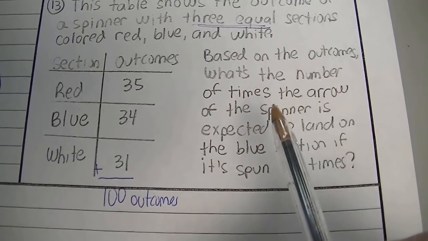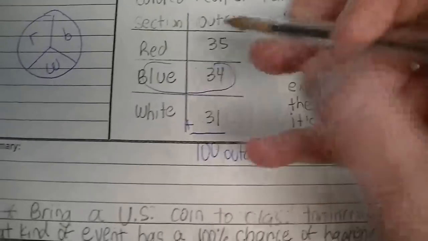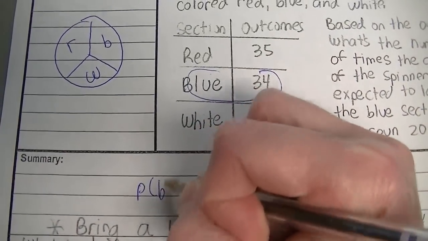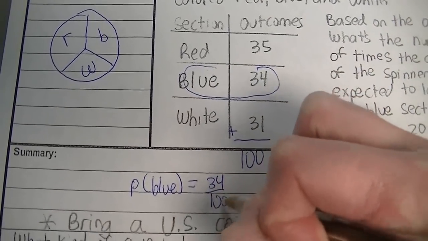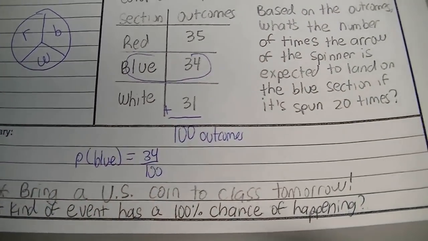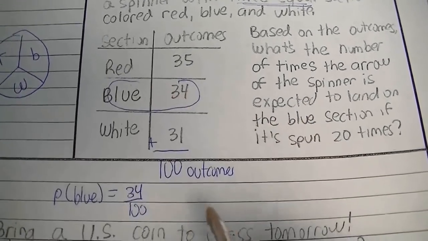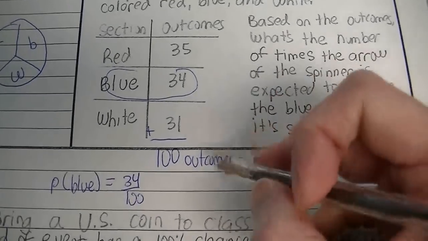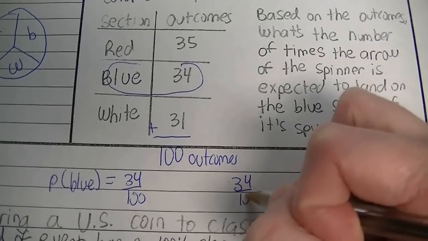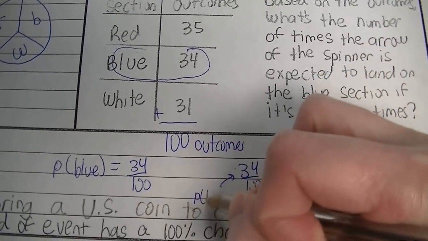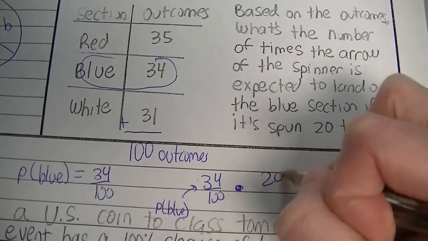So based on the outcomes, what's the number of times the arrow of the spinner is expected to land on blue? So let's go ahead and narrow in on blue. What is the probability of landing on blue according to this data? 34 out of 100. That's the probability of landing on blue, okay? So now, if we're going to spin it 20 times, how many times should we expect to land on blue? So you're going to start with the probability of landing on blue, which is 34 out of 100. Again, that's the probability of landing on blue, don't forget. And we're spinning it 20 times.